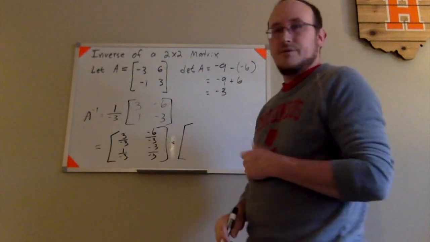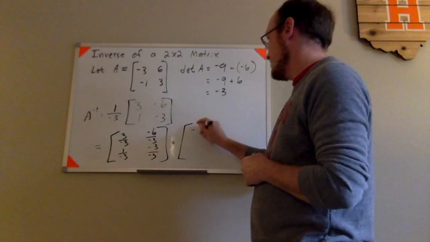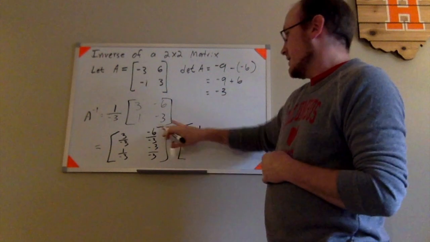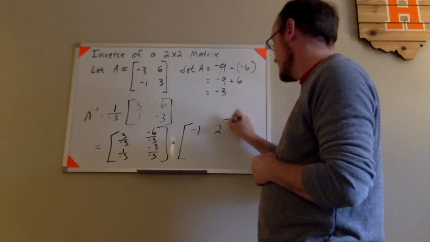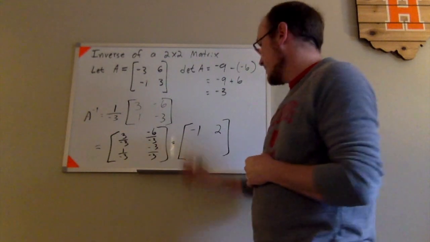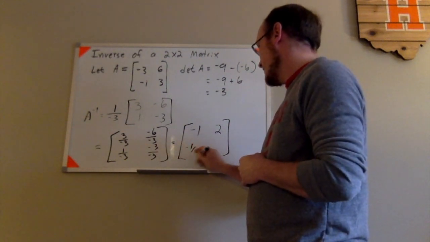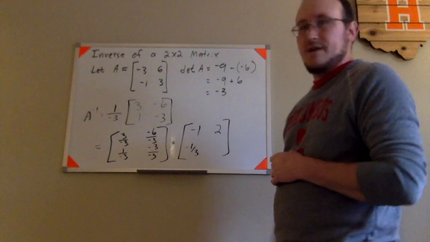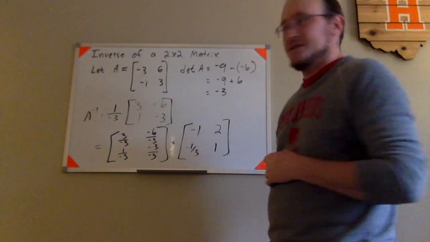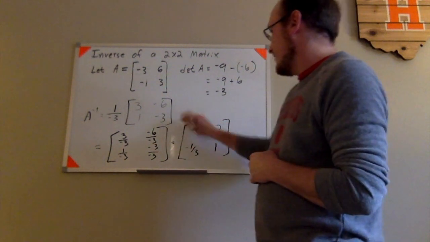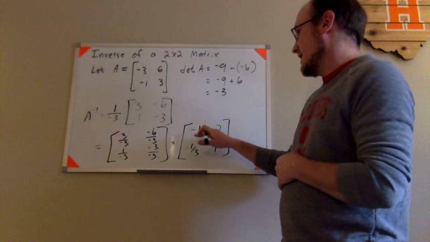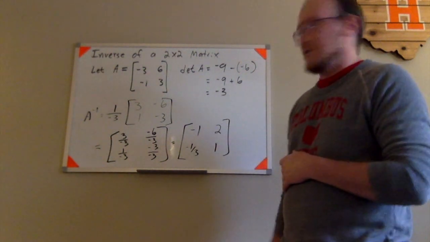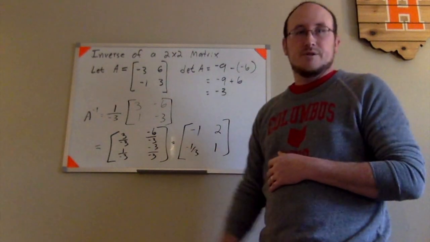So this first one, 3 divided by -3 would be -1. -6 divided by -3 would be +2. This one here would just be -1/3. And this one here, -3 divided by -3 is +1. So here we found the inverse of matrix A to be this matrix containing entries -1 and 2 in the first row and -1/3 and 1 in the second row.